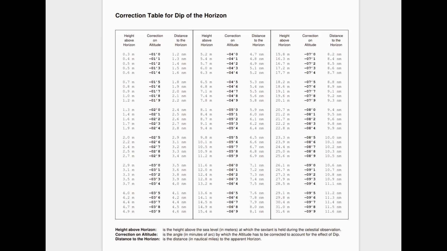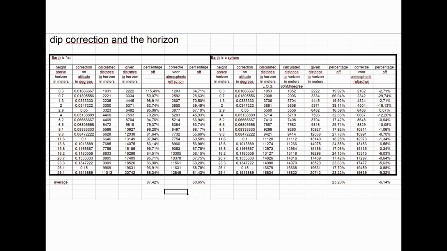I also showed a table from a nautical almanac where you can see the different dip corrections in relation to different observer heights. When I took a second look at the overview of the dip corrections for celestial navigation with the sextant, I noticed that there was an extra column with the distance to the horizon. So I decided to calculate the distances to the horizon for 18 different observer heights, both for a flat Earth and for a spherical Earth.